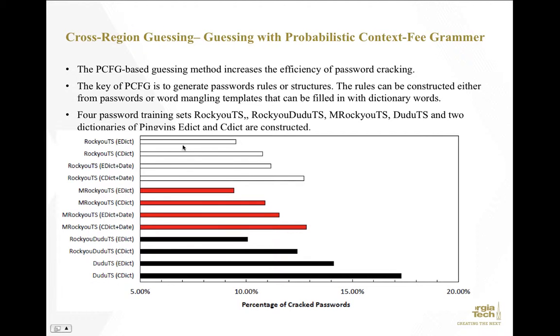Let's see the result. In the first 4 bars, you can see that after adding the dates to the dictionary, the percentage of correct passwords increased greatly. It's a similar pattern for other training sets like Rockyou TS. After we add dates to the dictionary, we get a higher percentage of correct passwords.